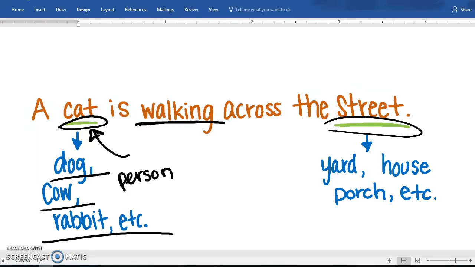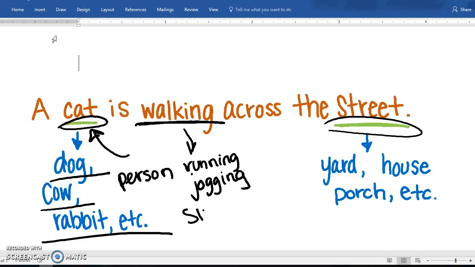So then if we wanted to do walking, we could say running, jogging, skipping. Basically anything with that kind of action that a cat, dog, cow, whatever could do. So obviously if we picked cow, you probably wouldn't pick skipping or jogging.